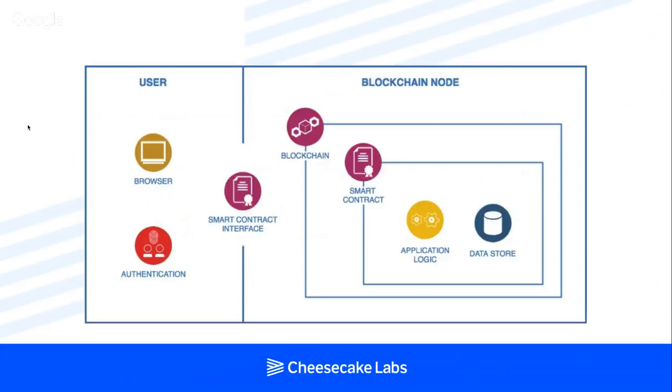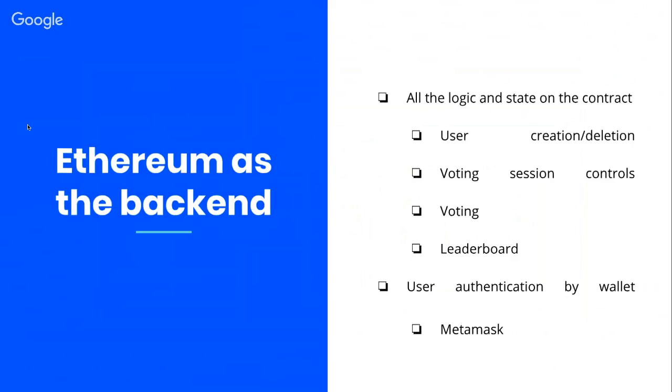So the first thing we can note about this is that we've removed authentication from the server. Authentication is now based on the user. So that's not very nice, but okay, let's go on with that. All the logic and state are now on the contract. The operations that we need to make this voting system work are now all on the contract, which means the contract has a user creation and deletion system to know who is allowed to vote for whom. You can start and end voting sessions, cast your votes, and check the leaderboard. You can actually query the contract state and receive every user and the amount of votes they have.